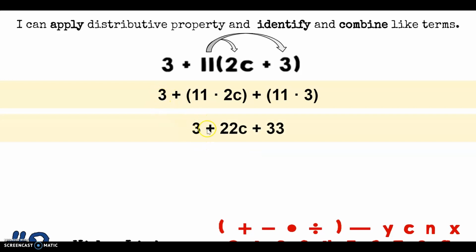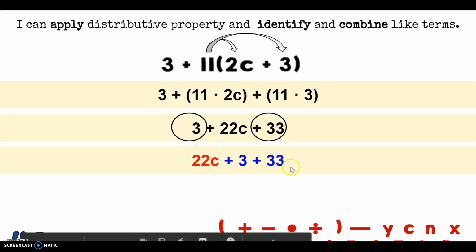So 3 comes down with my positive sign, and then 11 times 2c equals 22c, because it's 11 times 2, and I just bring down my variable. 11 times 3 is 33. I'm now going to identify what are my like terms. And then to make it more convenient, I'm rewriting it so they're together.